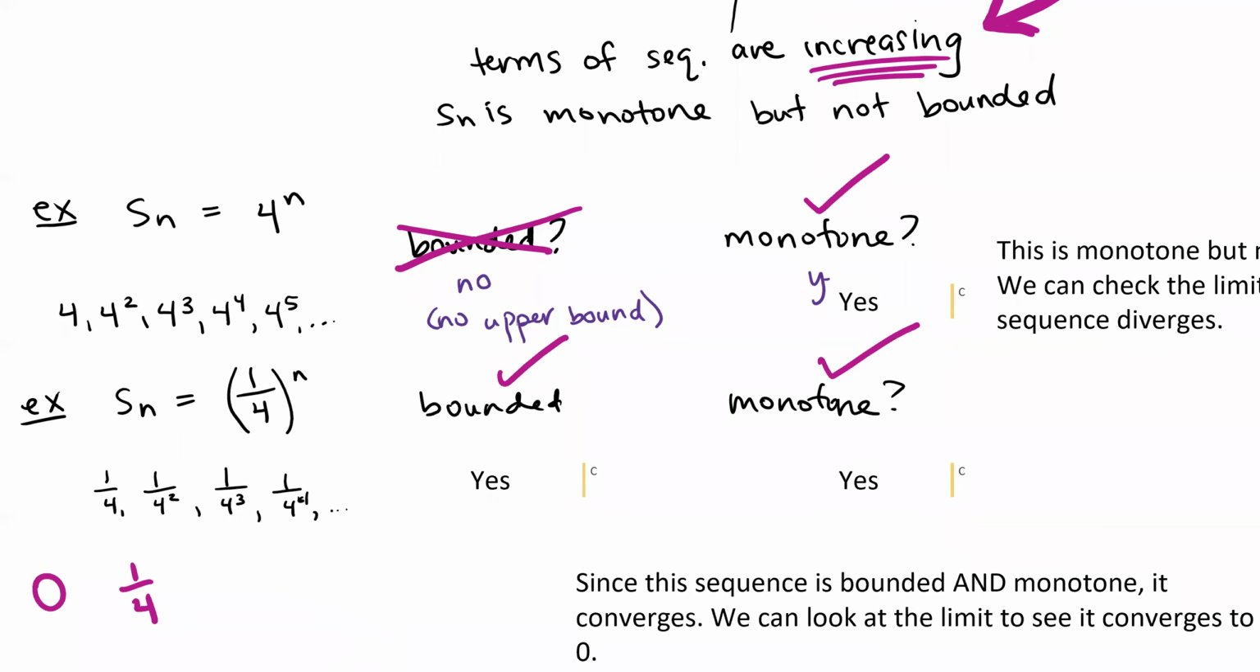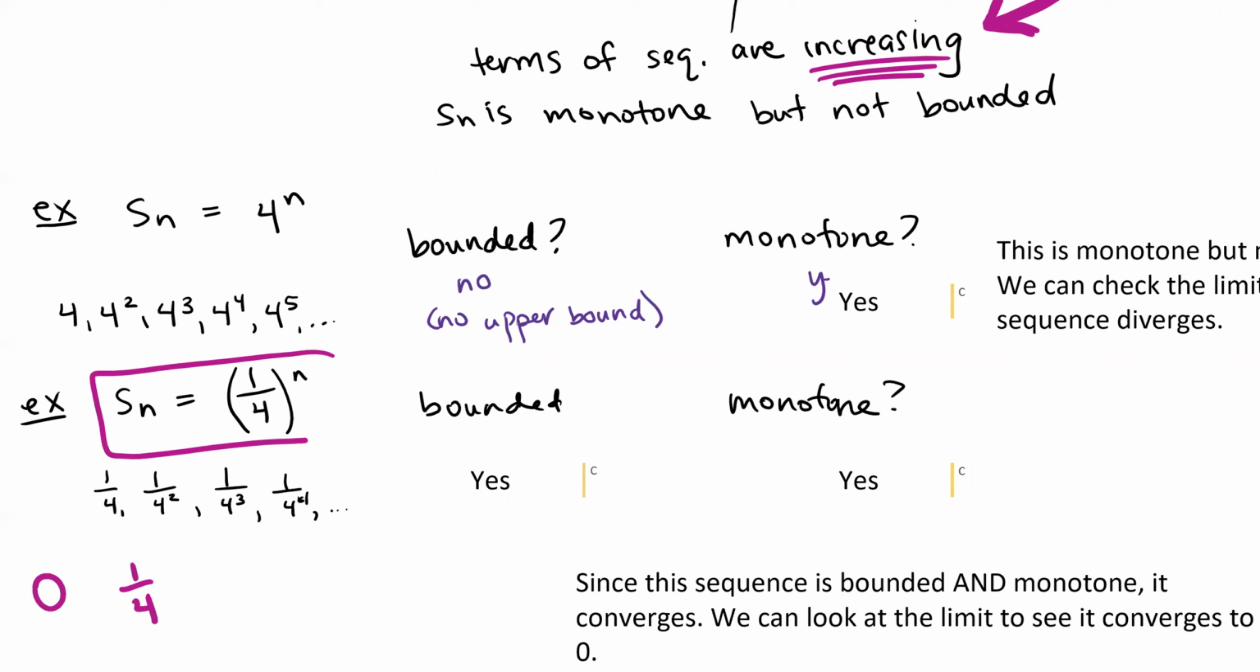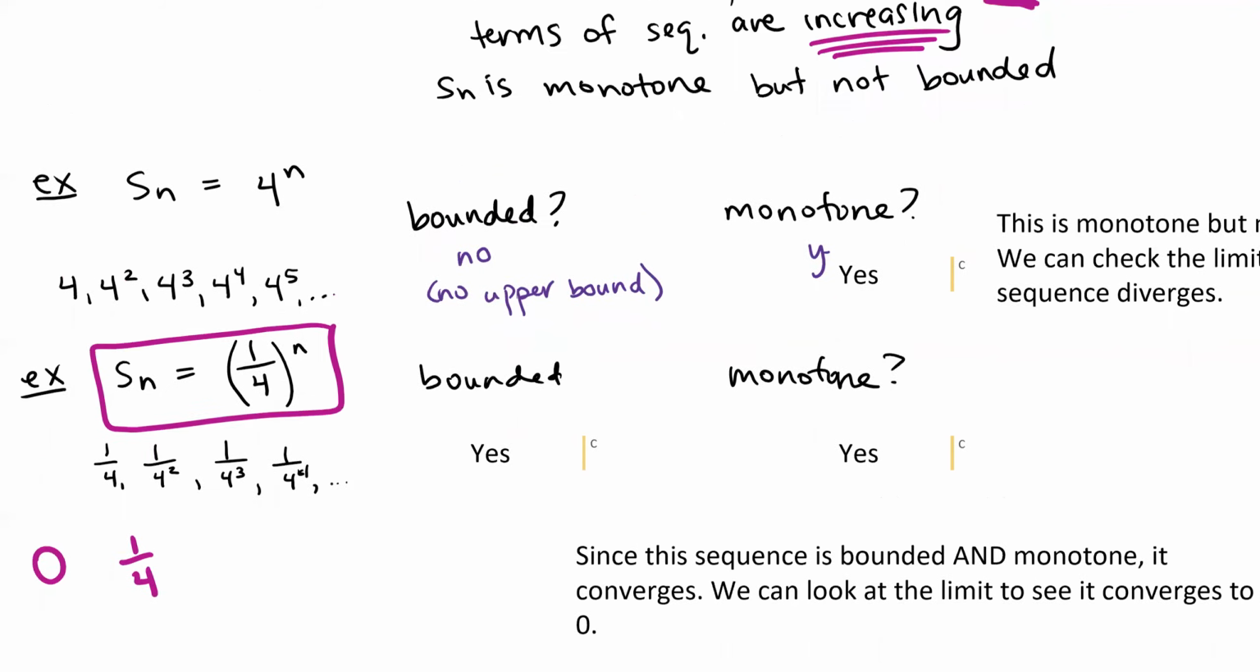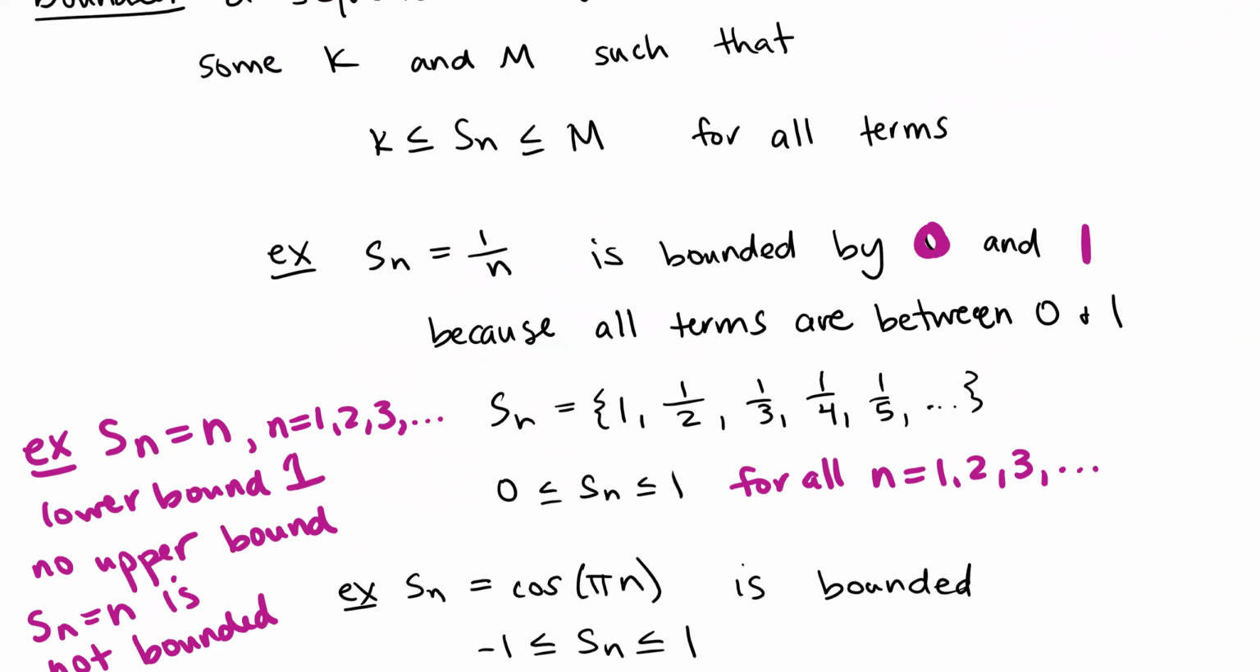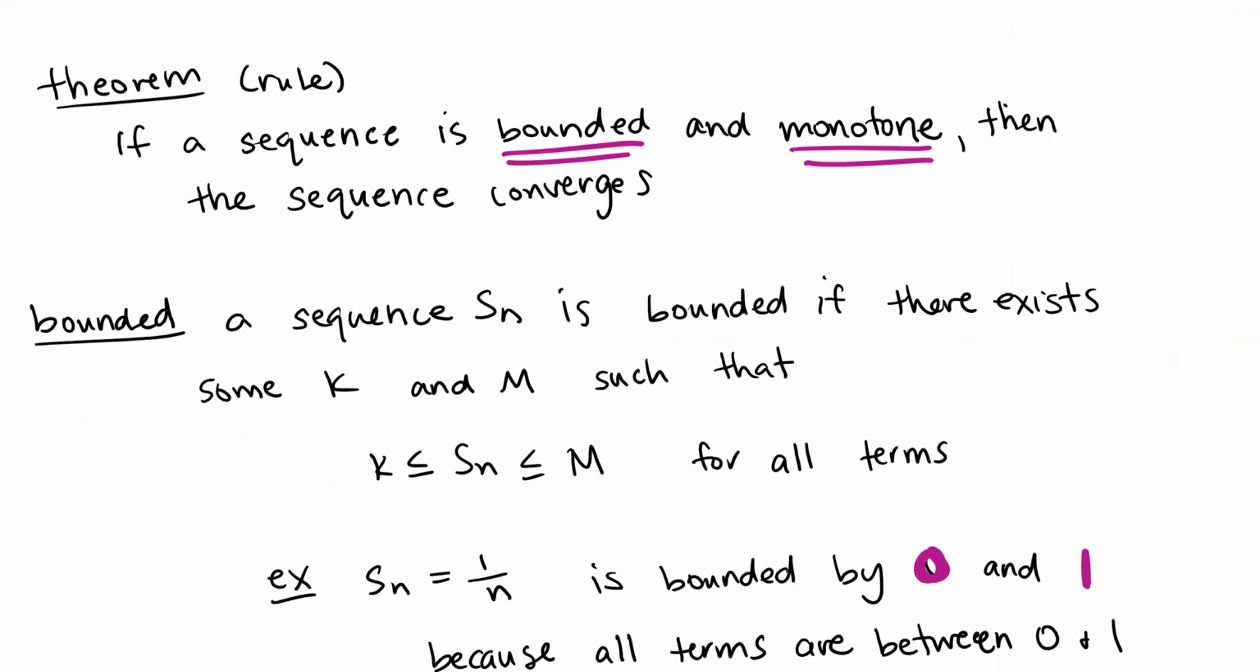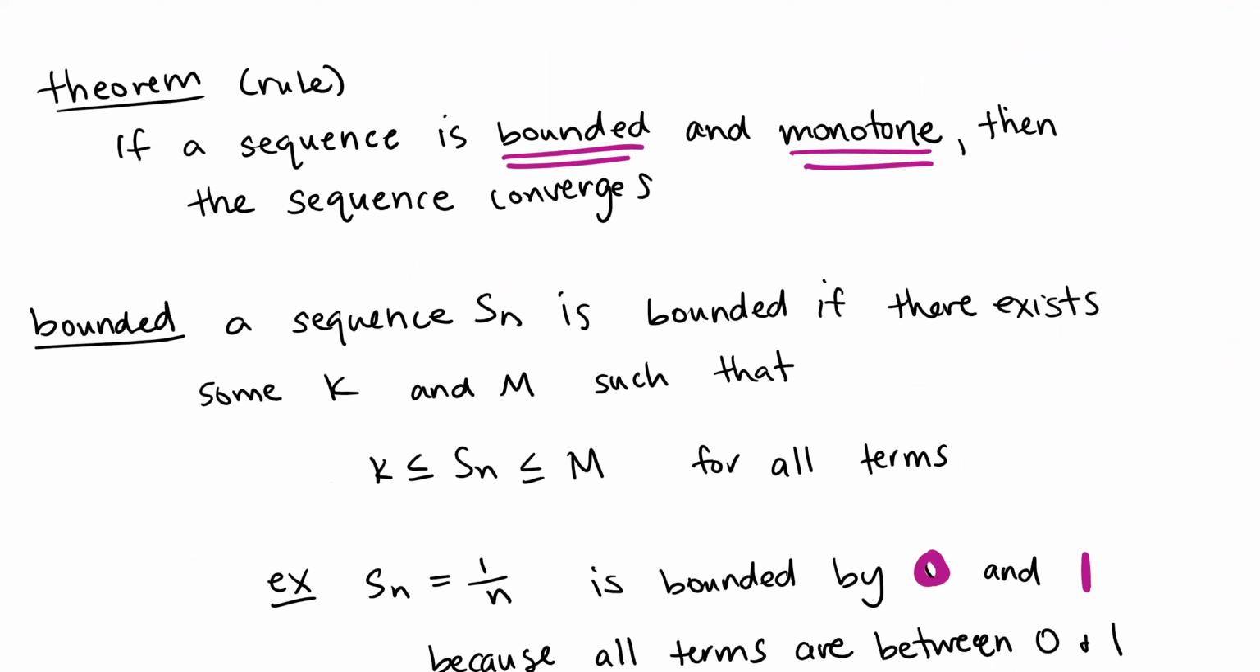So our theorem said that if it's both bounded and monotone, then the sequence converges. So we now know that our sequence right here converges. All right, so in this video, we learned about the definition of bounded and monotone. And when we have a sequence that is both bounded and monotone, then we know that it converges. There are other ways that a sequence can converge, but here is one way to know that a sequence converges.